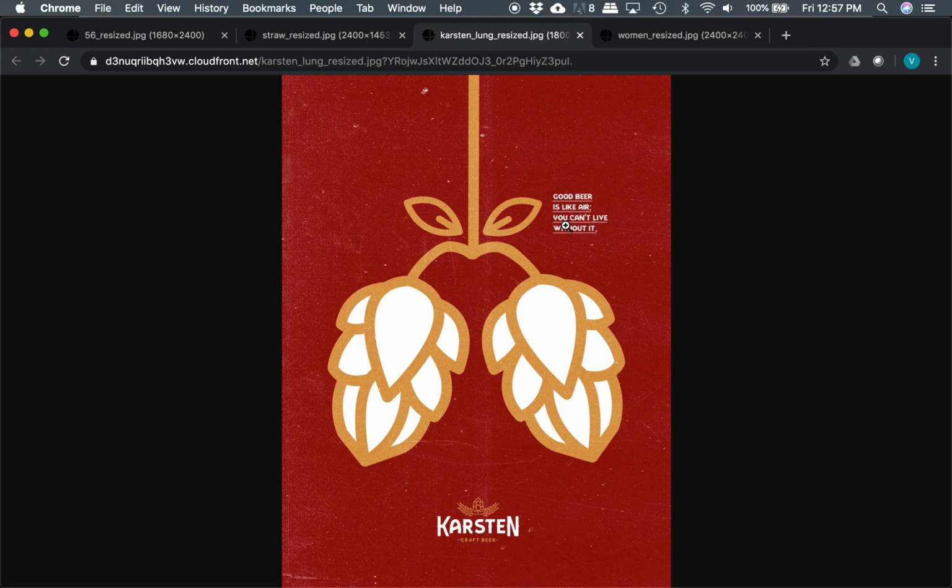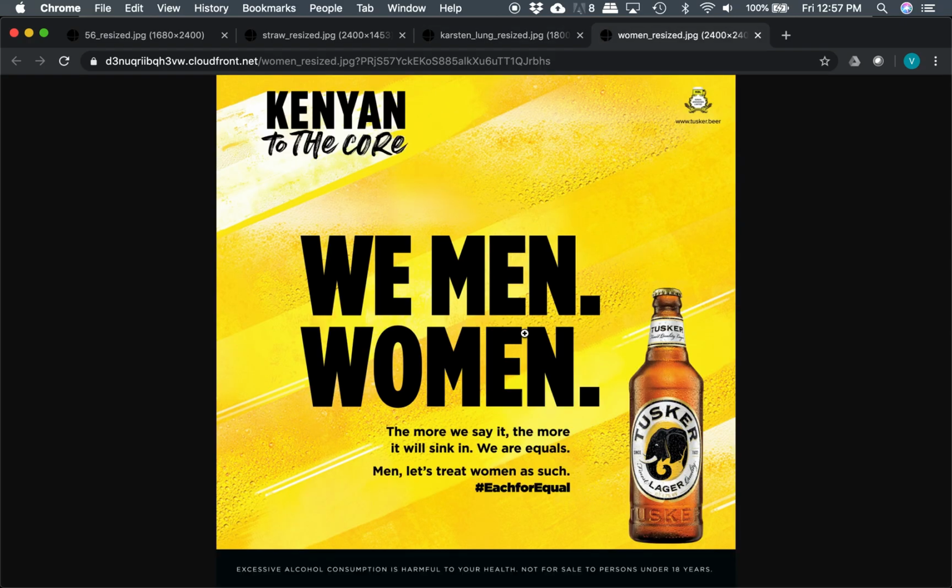The type is really small. They really use this dominance to grab your attention, and then contrast and alignment and other things make you still want to read this down here. Good beer is like air. You can't live without it. So these hops are just like your lungs. I don't know how I feel about that message, but it's a good design.